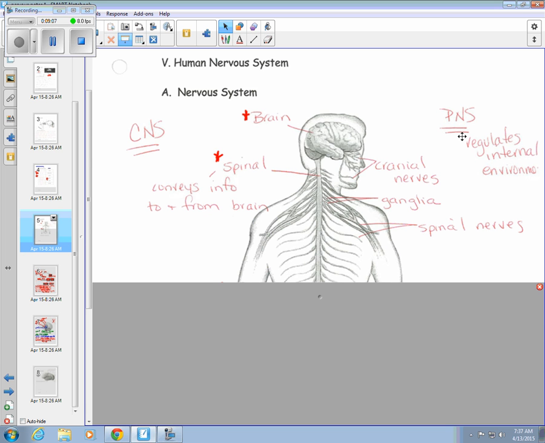The peripheral nervous system, so if you were to subtract the brain and the spinal cord, the peripheral nervous system would have everything else. So that's going to help regulate the internal environment. Your cranial nerves are part of that system. These ganglia, which come off of the spinal cord, are part of that. And then all of these spinal nerves, receptor nerves, motor nerves, nerves that are connected to your skin, nerves that are connected to your muscles, those are all part of the peripheral nervous system.